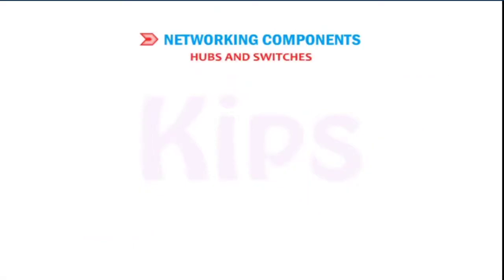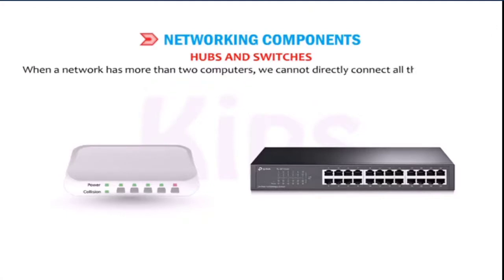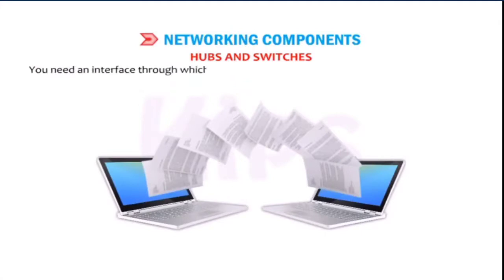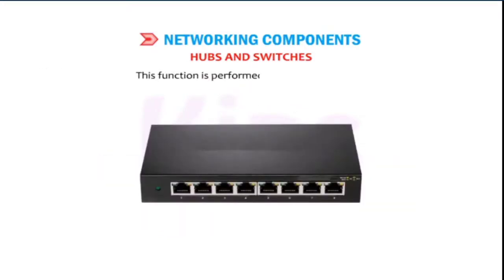Hubs and switches. Network cards are used to send and receive data being transmitted over Ethernet cables. When a network has more than 2 computers, we cannot directly connect all the computers together. You need an interface through which the computers can be connected and the data can be sent and received. This function is performed by a hub or a switch.